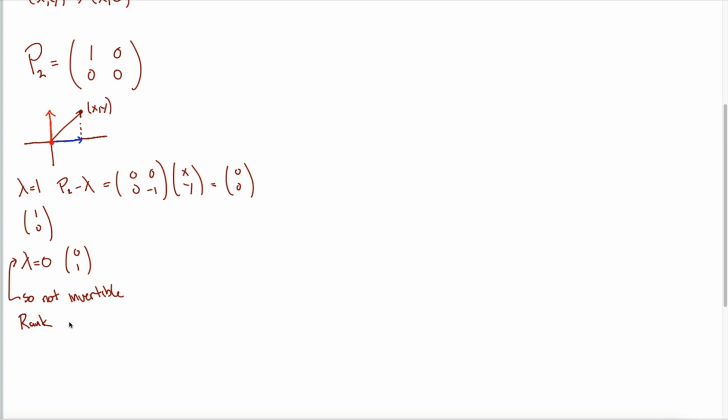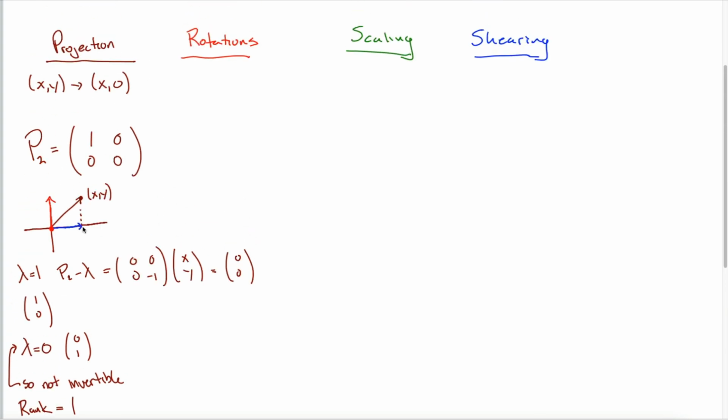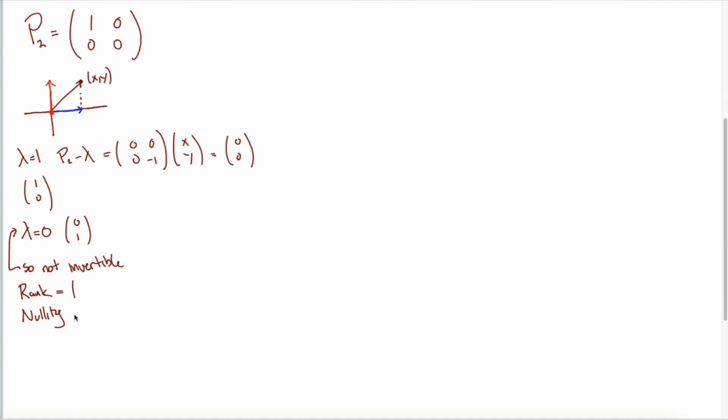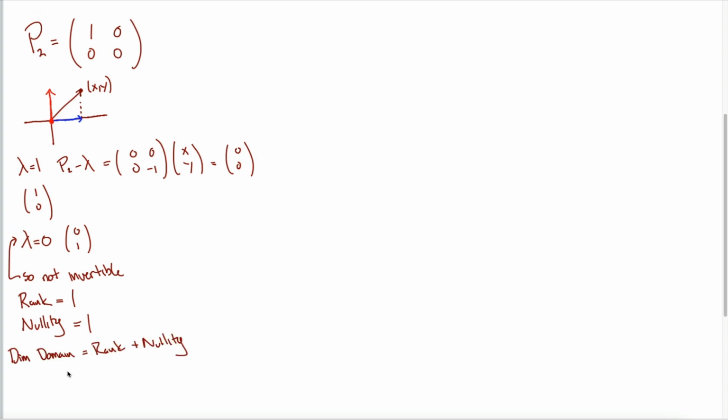The rank of this matrix is equal to 1 because the dimension of the image is 1, because we're projecting down onto the x-axis. The nullity of this matrix is also 1. That's because the dimension of the null space is 1, because all the vectors on the y-axis project down to the origin. We have one dimension that goes to the 0 vector. Note the rank plus the nullity equals 2, which is the dimension of the domain here. That's always true. That's called the rank-nullity theorem. In this case, 2 equals 1 plus 1.